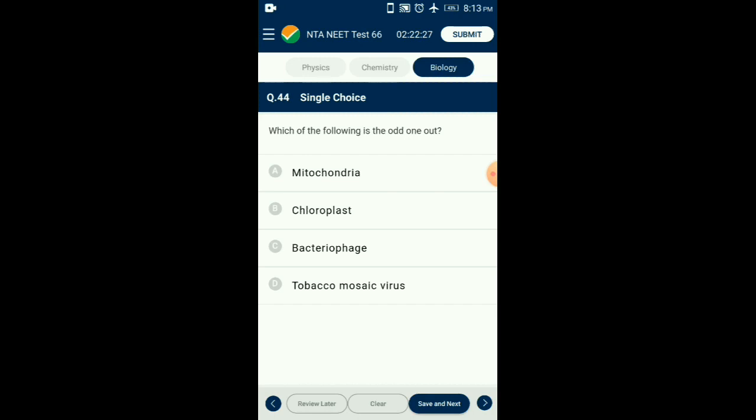Question number 44. Which of the following is the odd one out? Mitochondria, chloroplast, and bacteriophage have DNA as part of them. Meanwhile, tobacco mosaic virus and other plant viruses have RNA as genetic material. So the answer is option D, TMV.